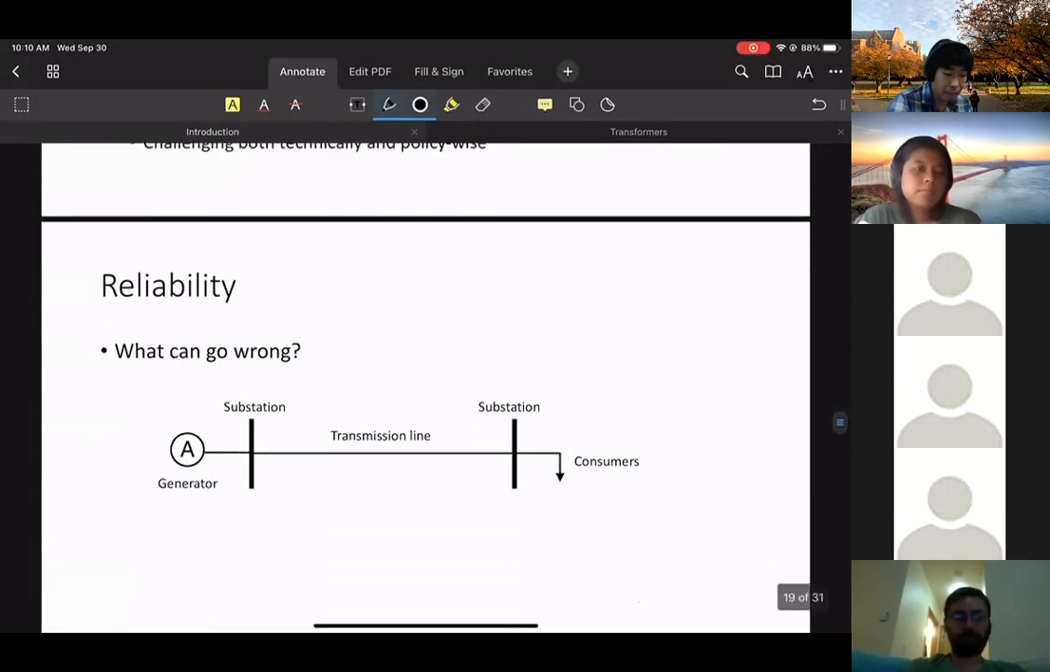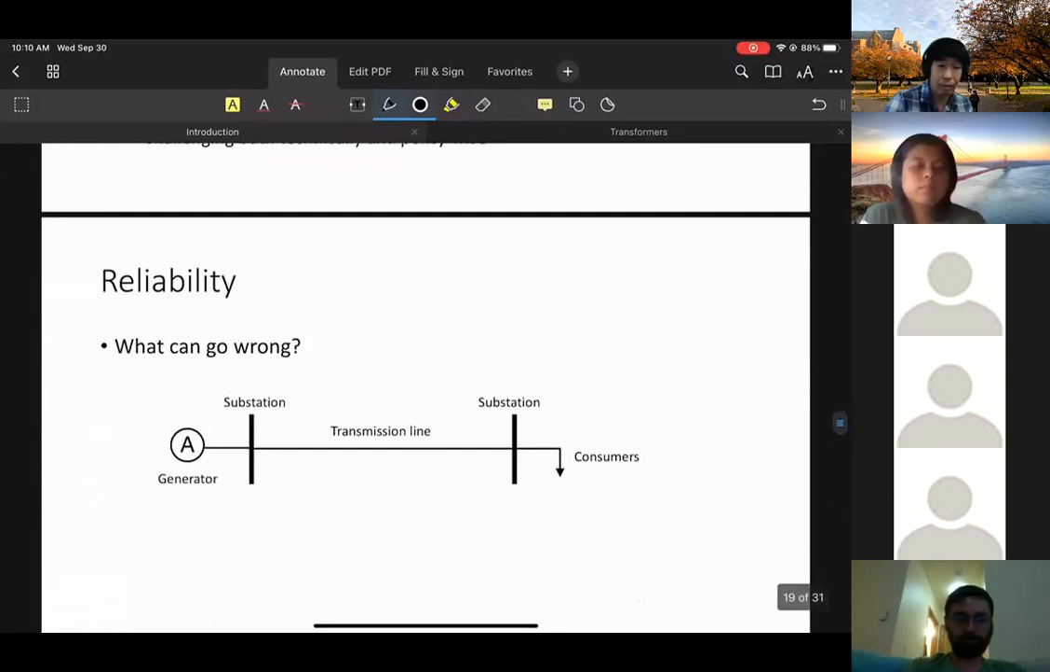So just to have a more concrete example, let's say we're looking at reliability issues, and the question is, what can go wrong in this system? Well, many things can go wrong in this system. I can have a generator failure. My generator can fail. My line can fail. And if any one of these components fails, then my system doesn't work. So this is a system that's not very reliable in any sense. It's subject to single component failures.